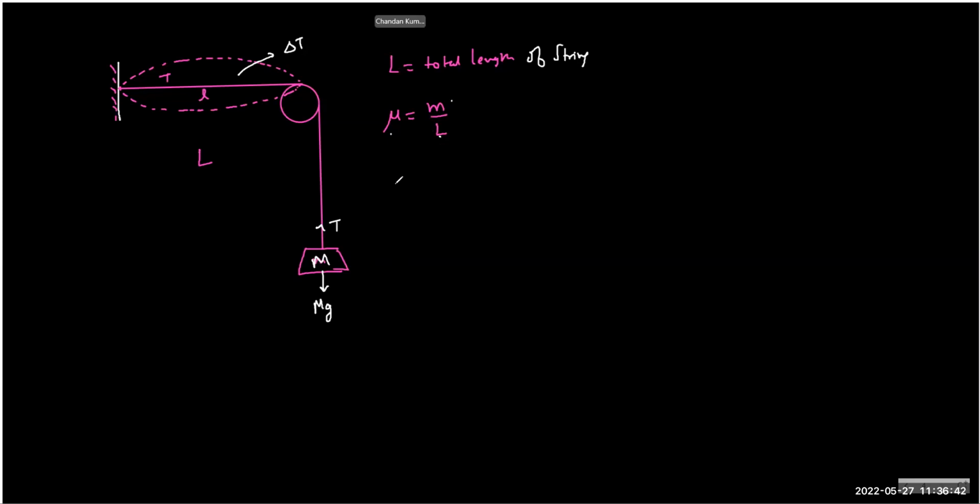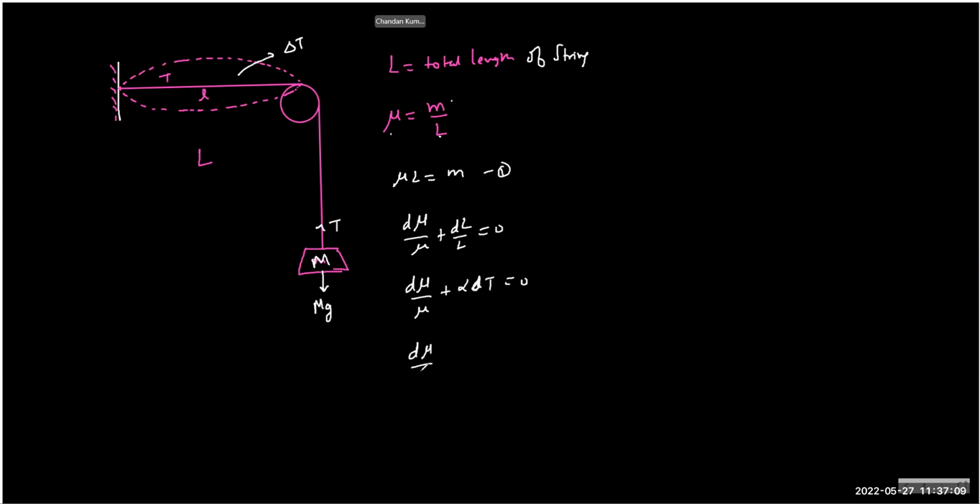So now what we need to realize is that we can write mu into L equals m. M, the mass of the string, will not change with temperature. So we can write d mu by mu plus dL by L is 0 if we differentiate this equation. And therefore, d mu by mu, and this dL value we can write as alpha dT, right?